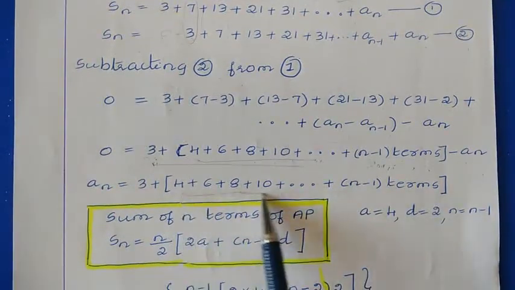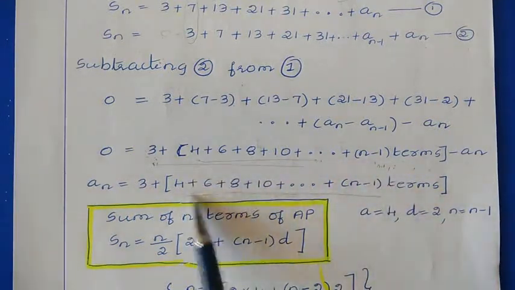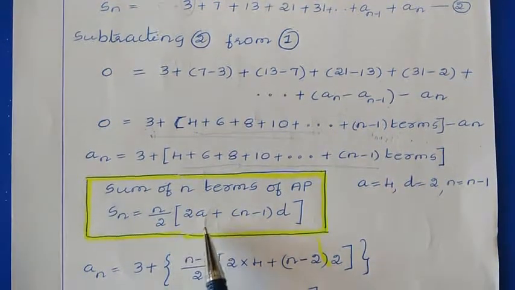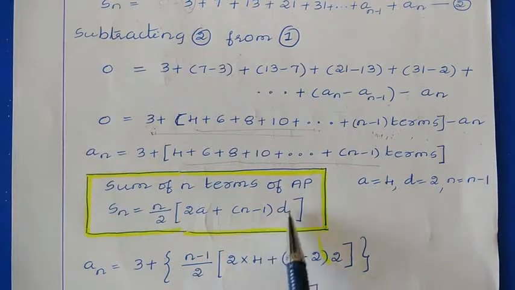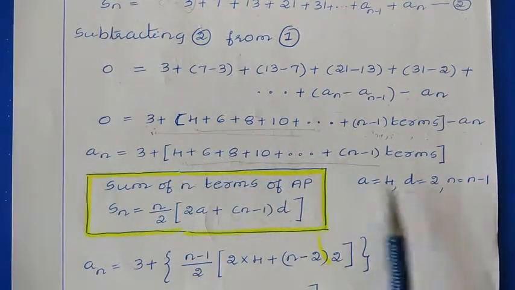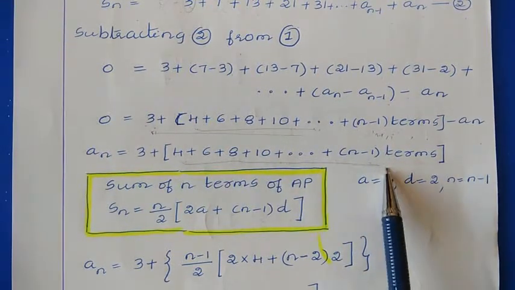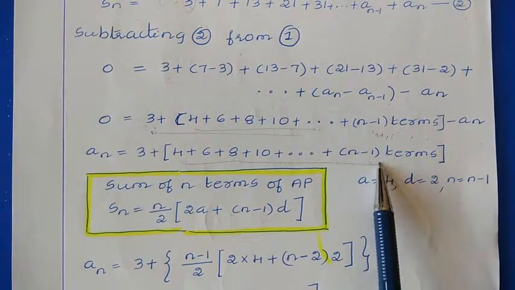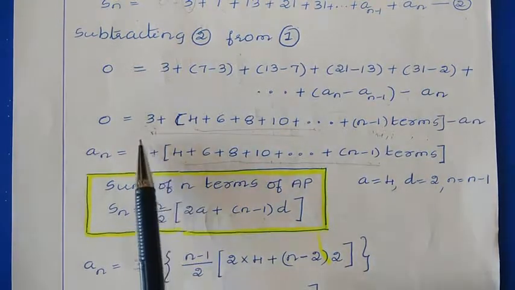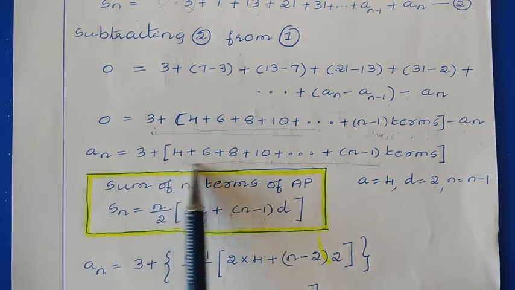Now this forms a series, and it is in the form of arithmetic progression. So you can find the sum of this series by using the formula Sn is equal to n divided by 2 into 2a plus n minus 1 into d. Here a is the first term, which we can take as 4. The common difference is 2 and the number of terms is n minus 1. Now we have n minus 1 terms, not n terms, because in this series, while finding the sum, we are not including the 3. We have taken this 3 out, and just considered these elements.